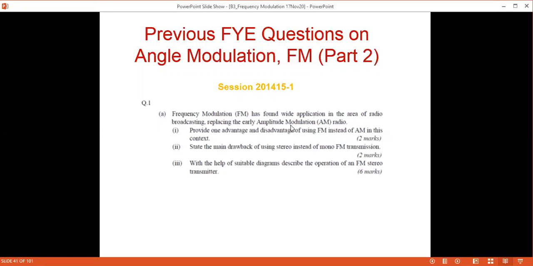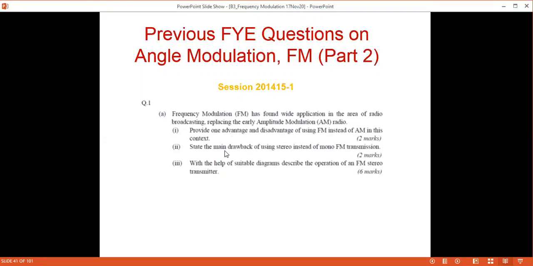broadcasting, replacing the early AM radio. Advantage and disadvantage of using FM instead of AM in this context. The advantage of FM we have already discussed in the first part of today's lecture. And the disadvantage of FM, what are they? Can you think of? Right. So one of them, the most obvious, you can see that it uses more bandwidth.